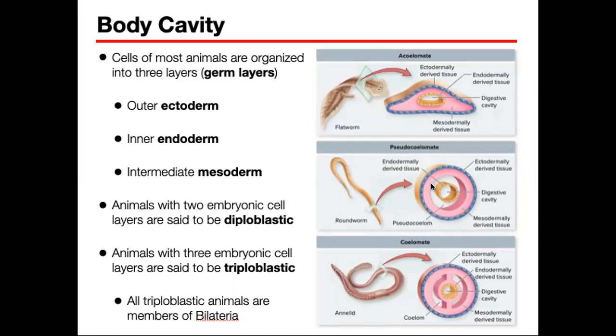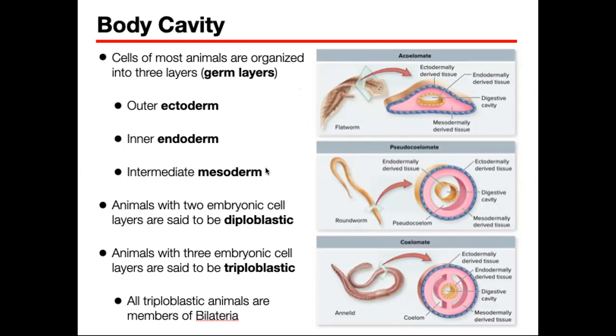Okay? So this is also a way on how we categorize animals, no? So cells of most animals are organized into three layers or germ layers. You have the outer layer ectoderm, inner layer endoderm, and the intermediate mesoderm.